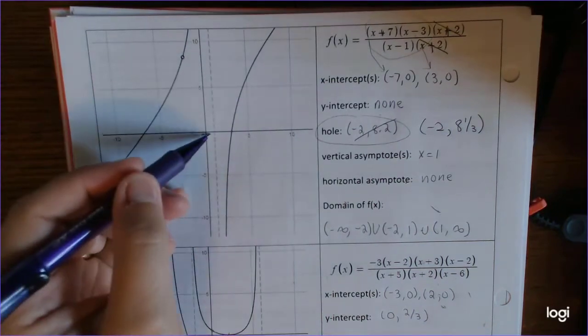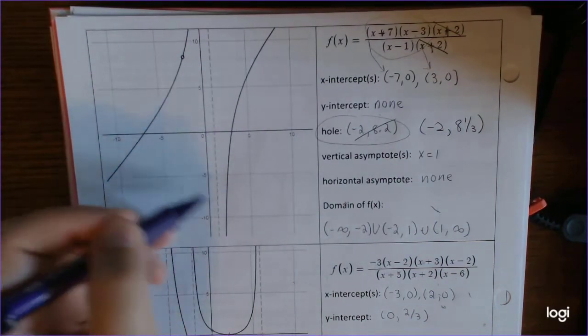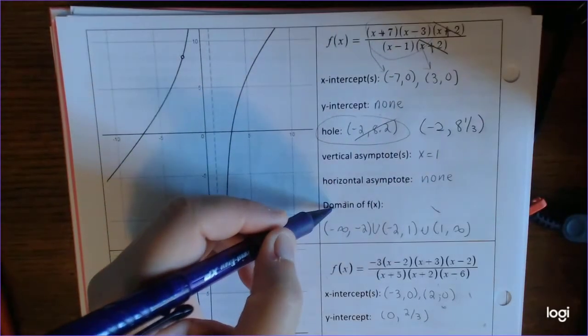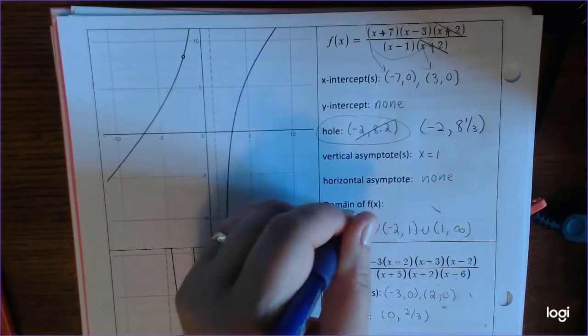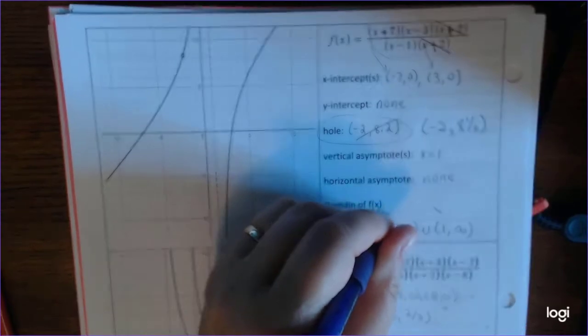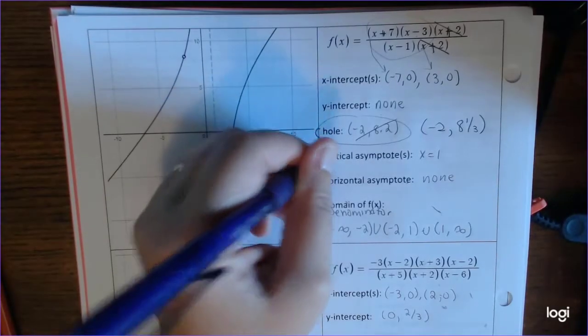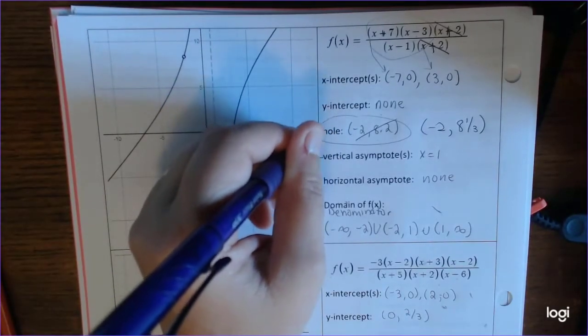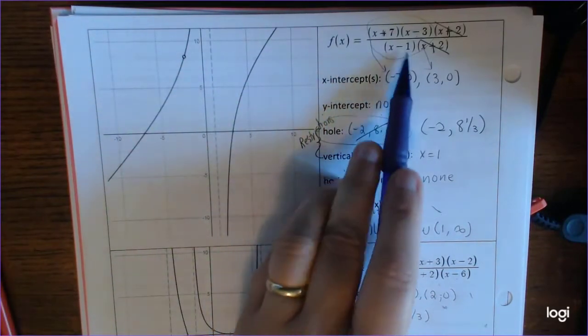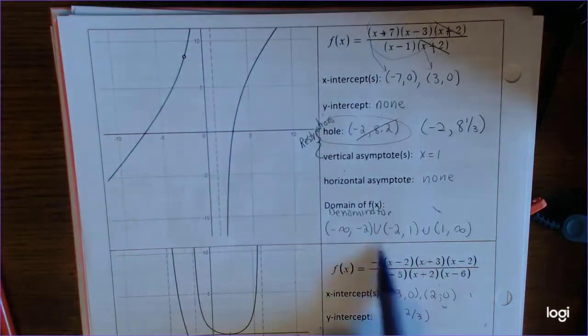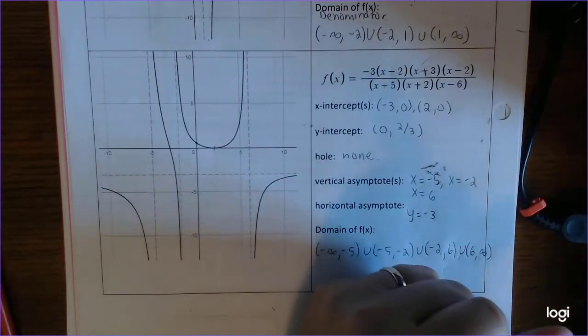Alright, vertical asymptote, x equals 1. There is no horizontal asymptote. Now, the domain comes from the denominator before you cancel, because this vertical asymptote and this hole both come from the restrictions. They're just different types. So x can't be 1 and x can't be negative 2 shows up in the domain. Okay, let's look at the next one.